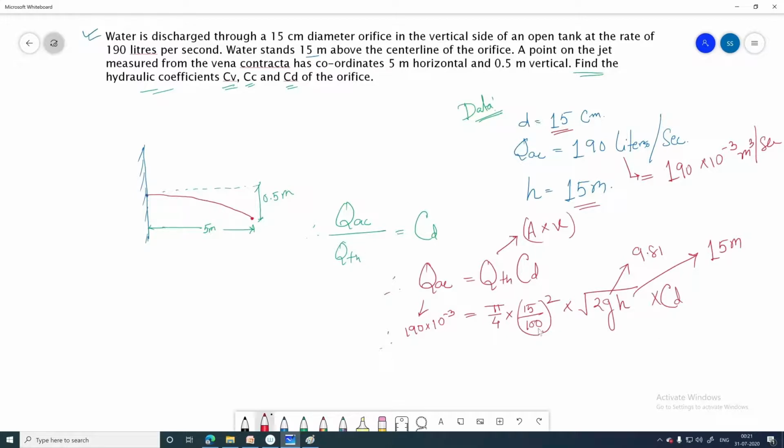If you solve this equation, the ultimate value you get for CD will be 0.627. So this is the value of the coefficient of discharge that we have determined, that is 0.627.